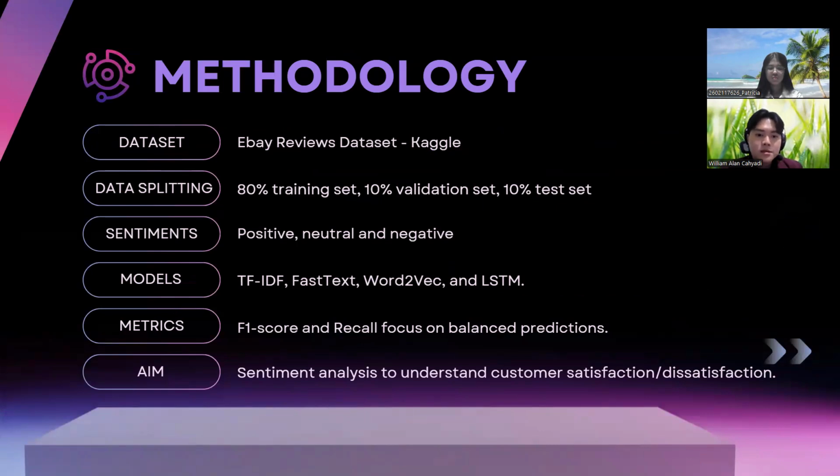This research utilized a dataset of eBay reviews sourced from Kaggle, categorized into positive, neutral, and negative sentiments. The data was split into three subsets: 80% for training, 10% for validation, and 10% for testing. The performance of these models was evaluated using accuracy and F1 scores, focusing on how well each model handled underrepresented classes, such as negative reviews. The goal was to determine the best performing approach to provide businesses with actionable insights.